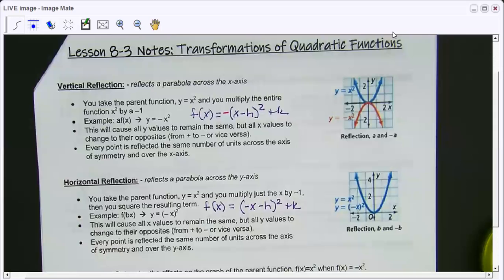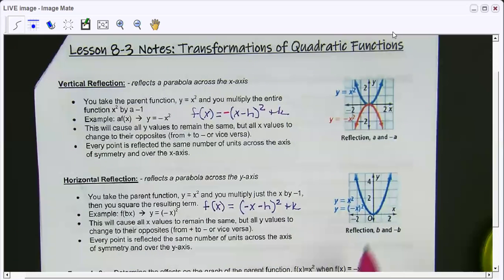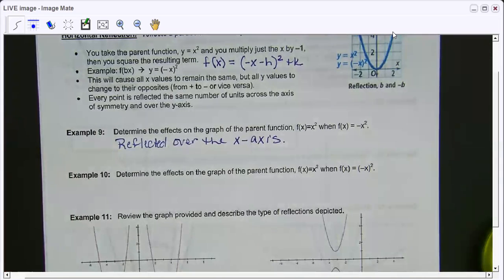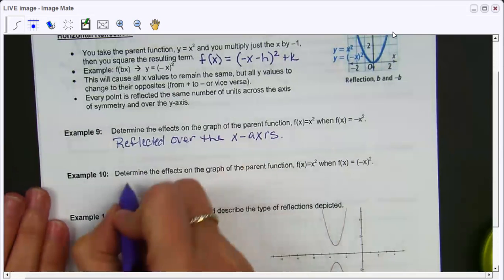On the parent function, though, isn't that the same thing? Negative x squared is x squared. Yes. If your parent function is the typical parent function and you flip it over the y, it's the exact same thing. So in this case, down here, example 10, when you're just multiplying the x by a negative, it's going to reflect over the y-axis.